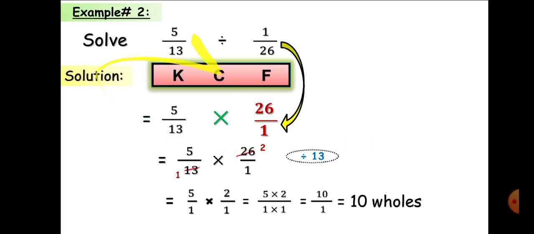Then we have to solve 5 over 13 divided by 1 over 26. That means we have to do the KCF method. So 5 over 13, you keep the fraction the same. The division sign is changed into a multiplication sign. You change 1 over 26 into 26 over 1. Then here, 13 and 26 are both divisible by 13. I'm going to have 5 over 1 multiplied by 2 over 1. Then multiply numerator with numerator, denominator with denominator. You're going to get 10 over 1, and the total answer is 10 wholes.